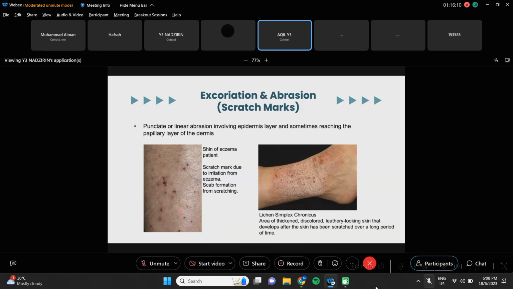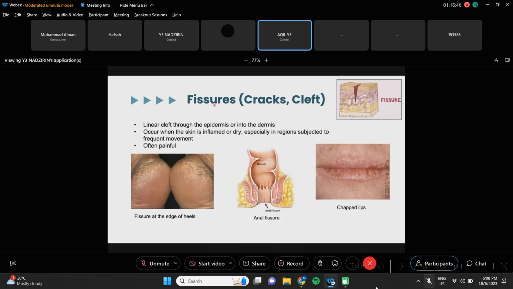And then the next one is the case of lichen simplex chronicus, which is also known as neurodermatitis. Lichen simplex chronicus is a skin disorder characterized by thickened, discolored, and leathery looking skin that develops after the skin has been scratched over a long period of time. So in general, a longer and deeper excoriation, the longer and deeper scratch mark, indicates more severe pruritus that provokes them. So more severe pruritus, more severe scratch marks. Okay, next slide.